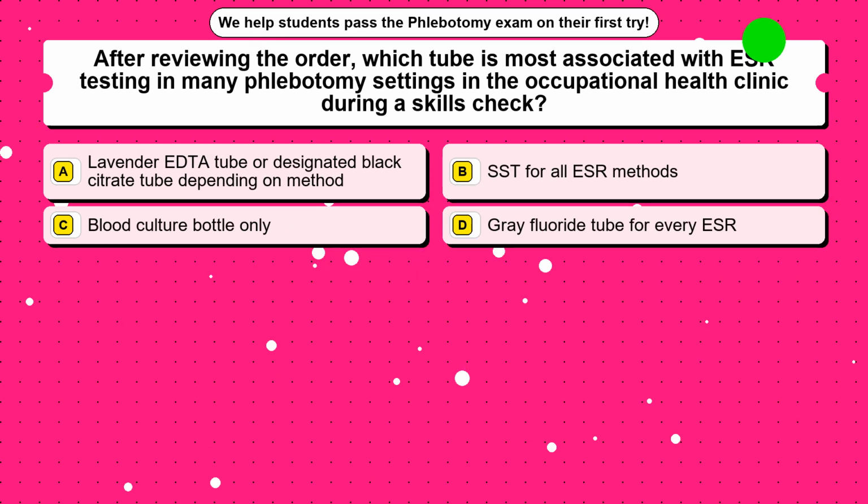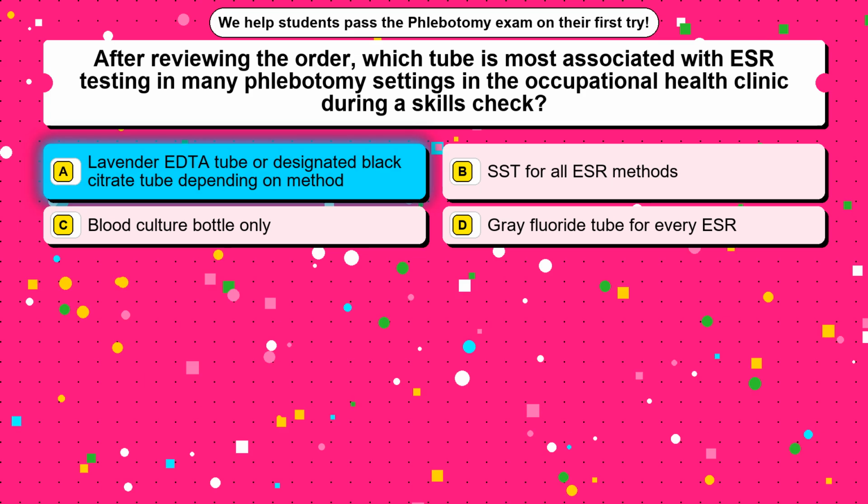Question 95. After reviewing the order, which tube is most associated with ESR testing in many phlebotomy settings in the occupational health clinic during a skills check? Option A, lavender EDTA tube or designated black citrate tube depending on method. Option B, SST for all ESR methods. Option C, blood culture bottle only. Option D, gray fluoride tube for every ESR.